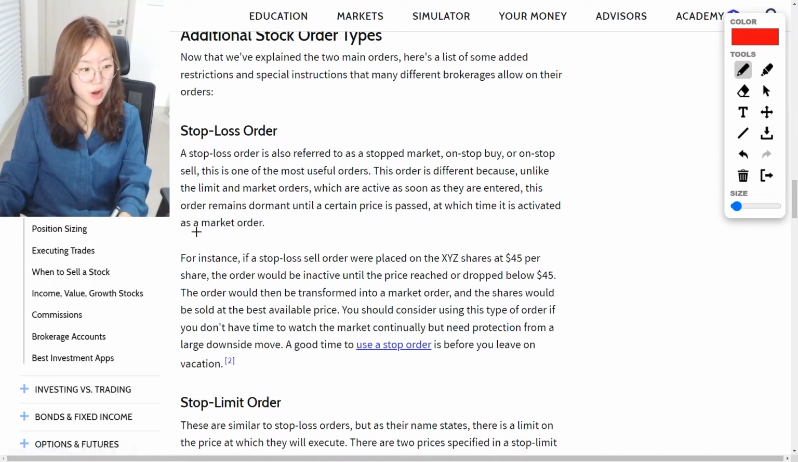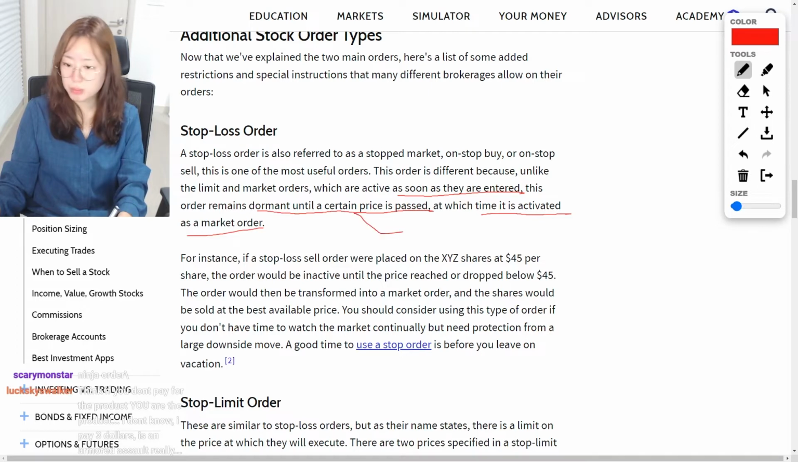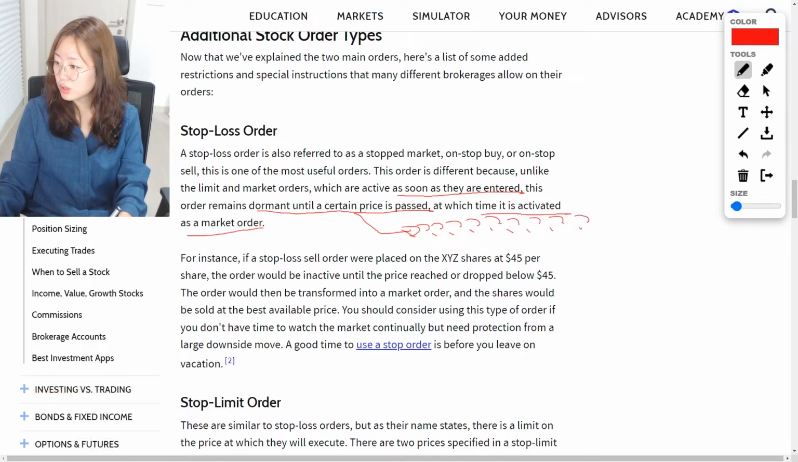So this order is different because unlike the limit, which are active as soon as they are entered, this order remains dormant until a certain price is passed, at which time it is activated as a market order. So this really depends on a certain price. So this is not an active order.